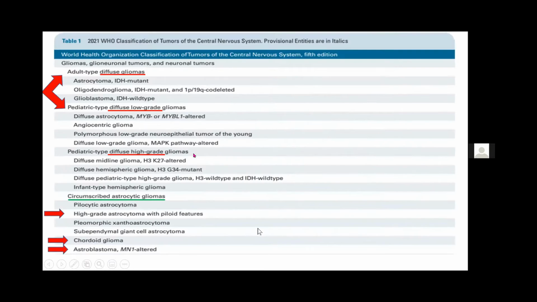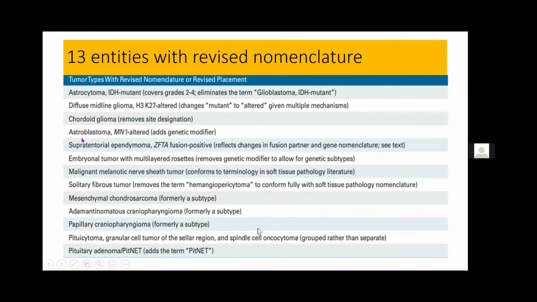Amongst the ependymomas, a lot of changes have occurred, but the supratentorial ependymoma in the last classification, which was called RELA fusion positive, is now called NFKB fusion positive because this reflects changes in the fusion partner better than just RELA fusion. Embryonal tumor with multilayered rosettes, which was there in the earlier classification, has now become a broader classification, which has a lot of subtypes with different molecular connotations. And there are a lot of changes in the other mesenchymal tumors, which reflect the changes that have occurred in the WHO classification of soft tissue tumors as well.